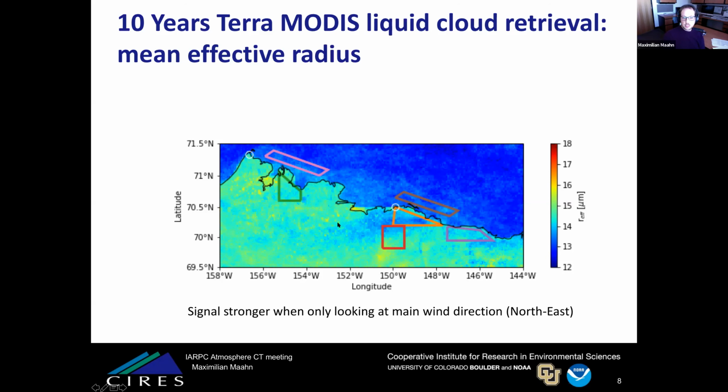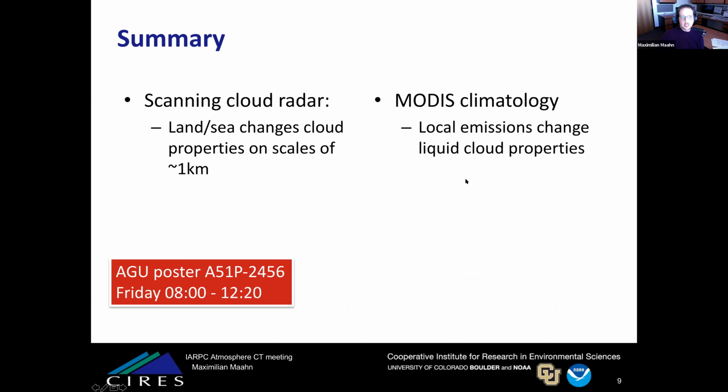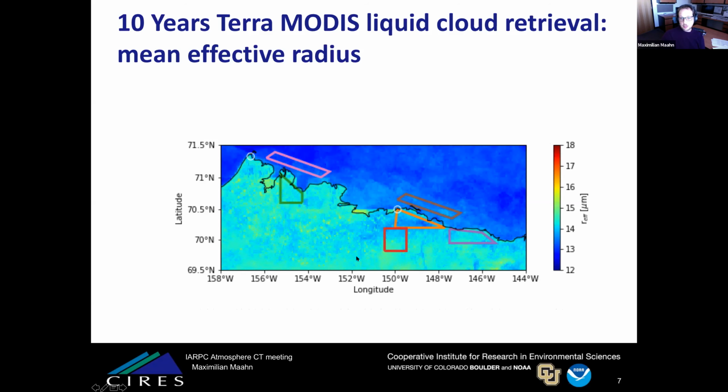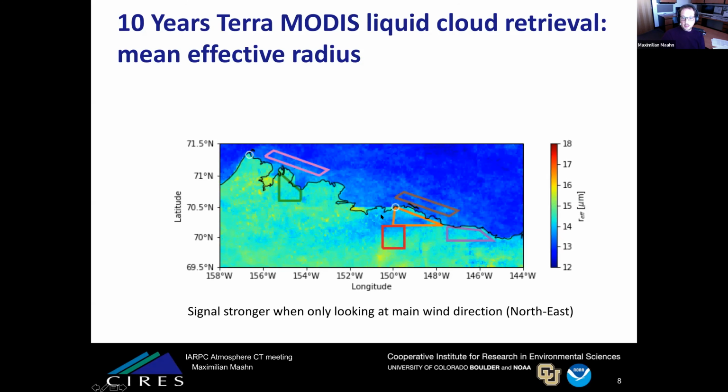And then we see this plume here. When we filter this data set and take only data where the main wind direction is coming from the northeast, then this effect is getting stronger. I see I proceeded by accident already to that slide. So this is with the main wind direction, and this is without the main wind direction. You can see that this kind of plume is getting more pronounced.